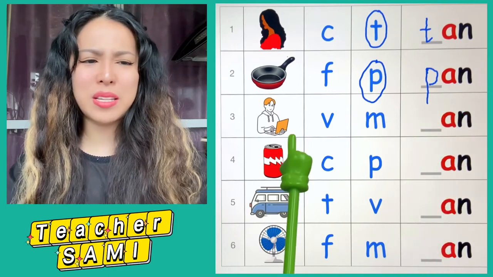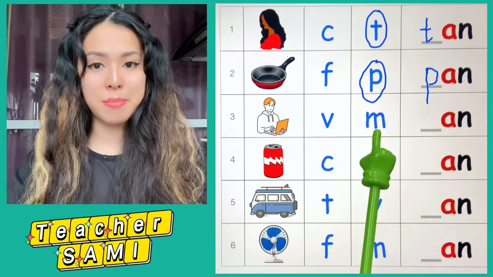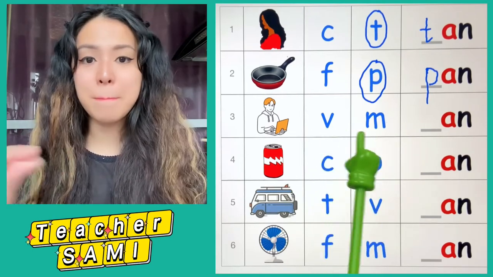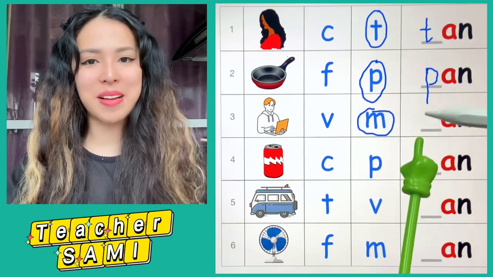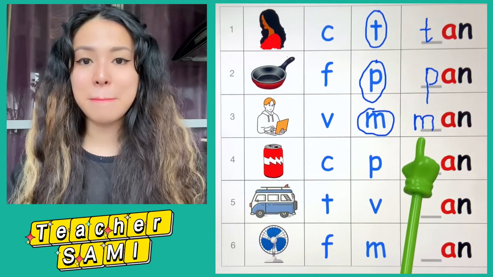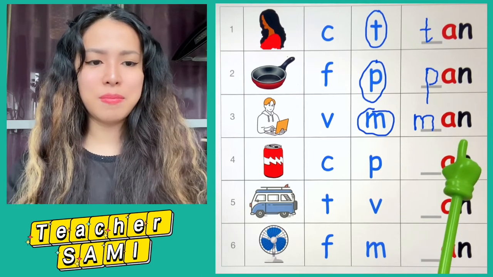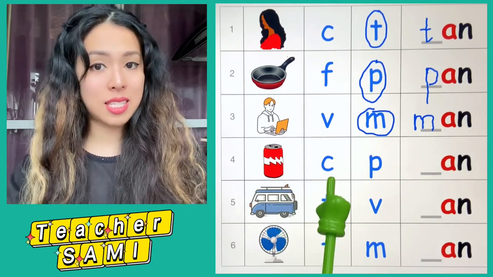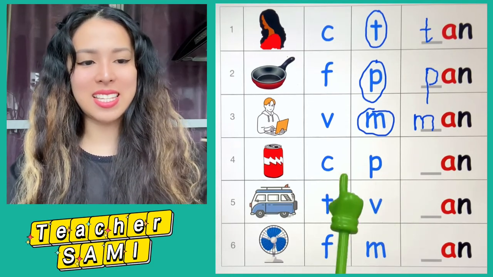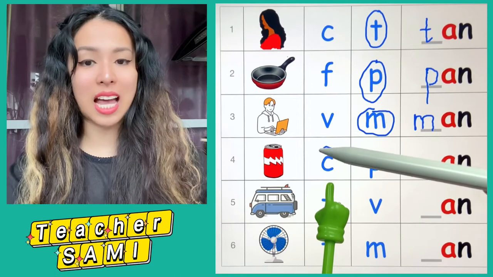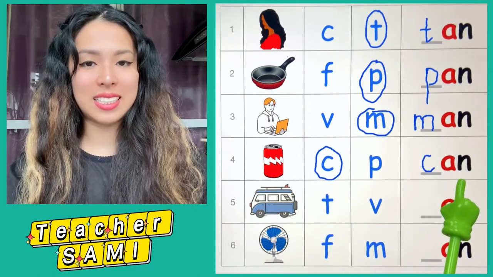Number three, what is the initial sound? Is it V or M? That's right, it's M, letter M. Now let's write the letter M. Man, man. Number four, is it K, C, or P? Yes, it's letter C. Now let's write the letter C. K, N, can.